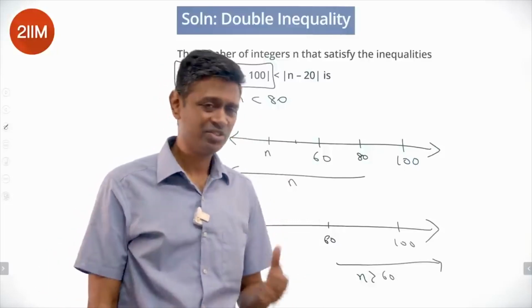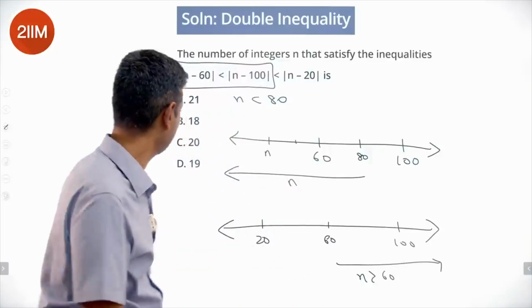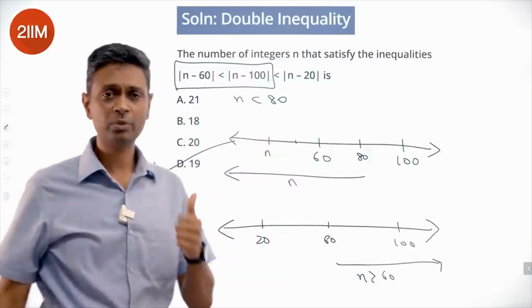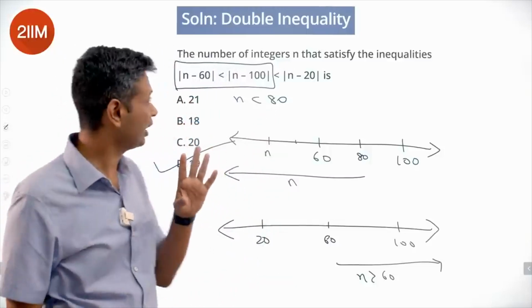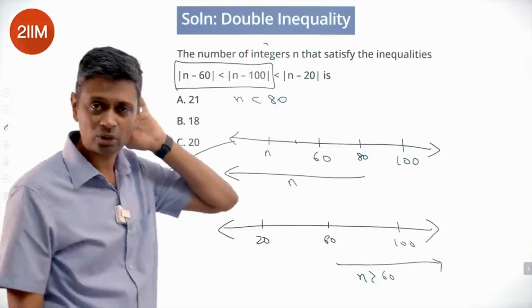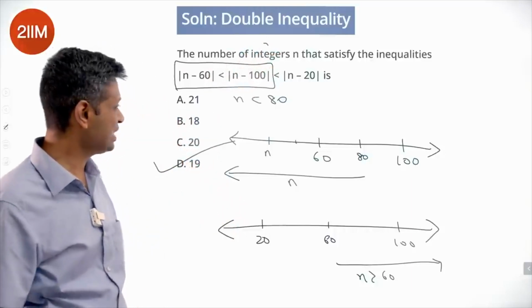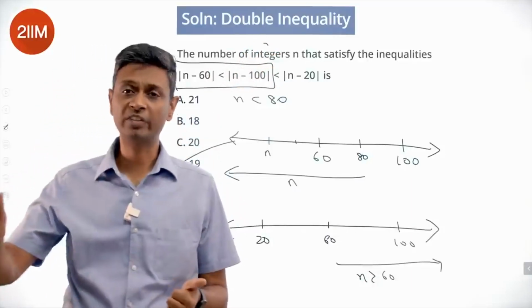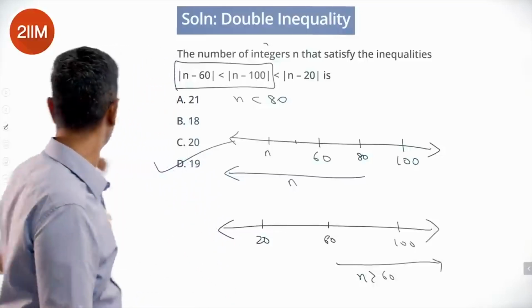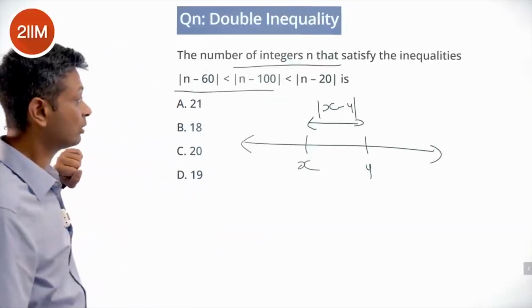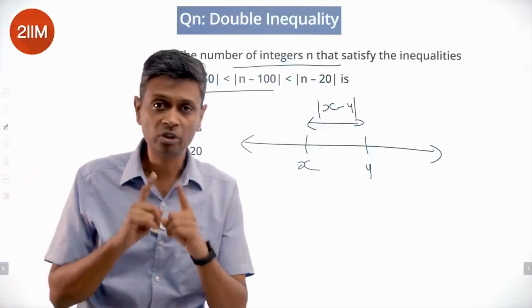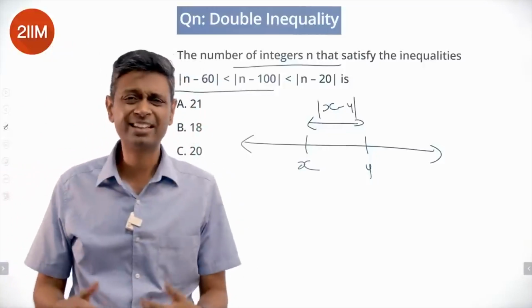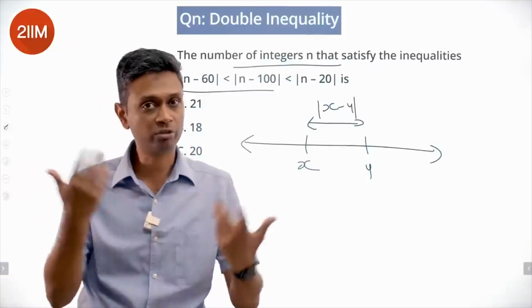Less than 80, 61 to 79, 19 different numbers. That's an answer. 61, 62, 63, 64 till 69. Clearly, we are looking at integers, not a range. So 19 different integers work, 61 through to 79. Right? The key point here is if you have 2 points x and y on the number line, the distance between the 2 points is modulus of x minus y, which is nothing but modulus of y minus x. Both are same.